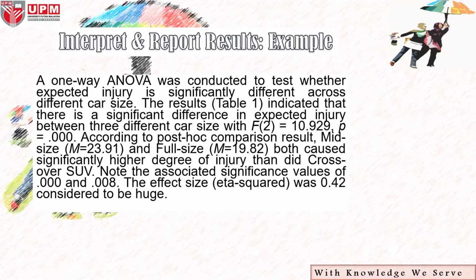Okay, the second finding. A one-way ANOVA was conducted to test whether expected injury is significantly different across different car sizes. The result indicated that there is a significant difference in expected injury between three different car sizes, with F equals 10.929, significant value equals 0.000. According to the post hoc comparison result, mid size mean equals 23.91 and full size mean equals 19.82, both causing significantly higher degree of injury than did crossover SUV.